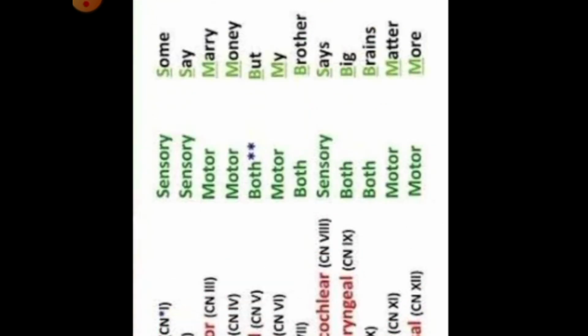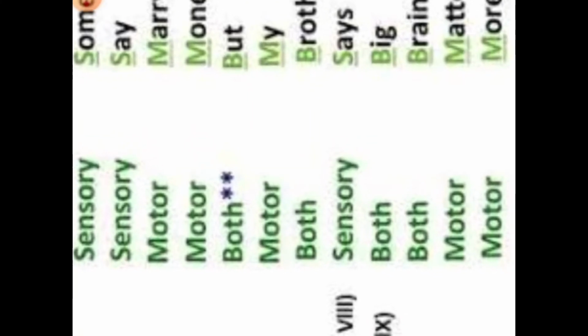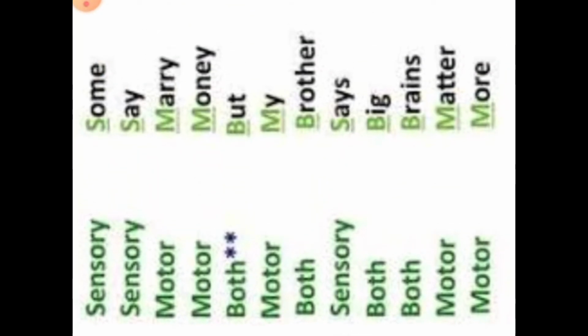The second mnemonic is for the nature of the cranial nerves. We know that the first and second nerves are sensory, the third and fourth are motor, the fifth one is mixed in nature, the sixth one is motor, then both sensory and motor, and motor. The mnemonic for this is: Some say marry money, but my brother says big brains matter more.